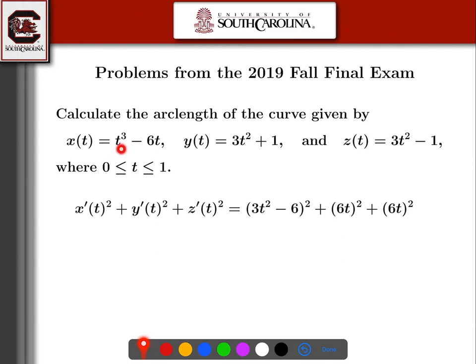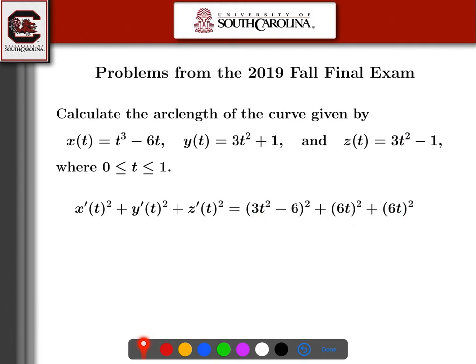So I take the derivative of t cubed minus 6t. I'm going to get 3t squared minus 6. And again, I want to square that derivative. And then I take the derivative of this, which is just 6t, and square it. Take the derivative of this, which is 6t, and square it. And then I want to add these.